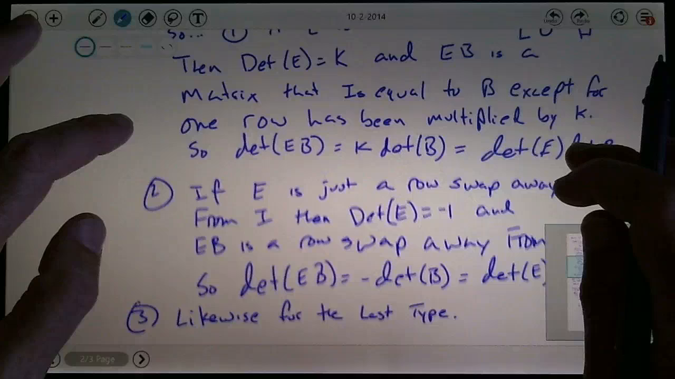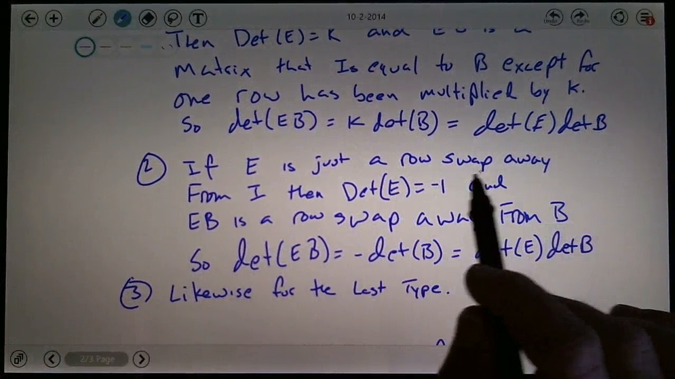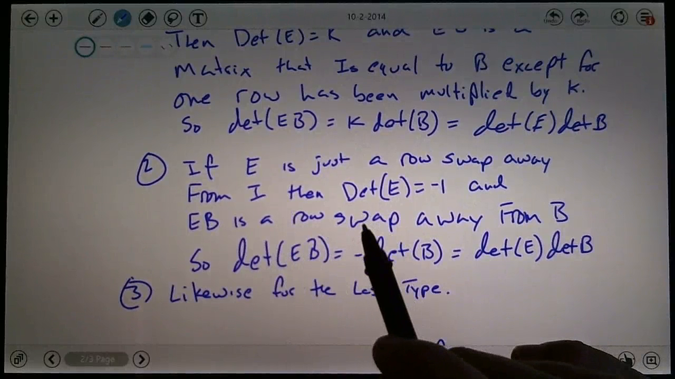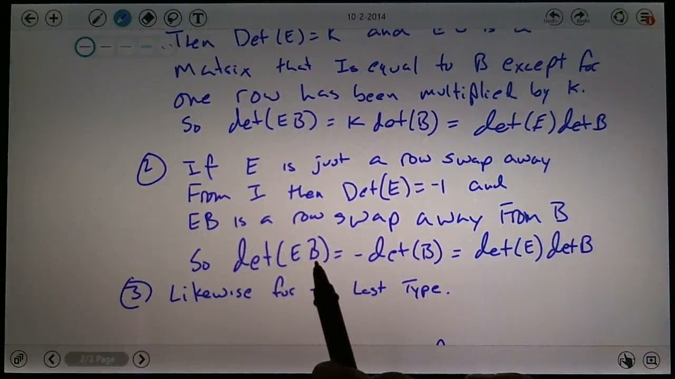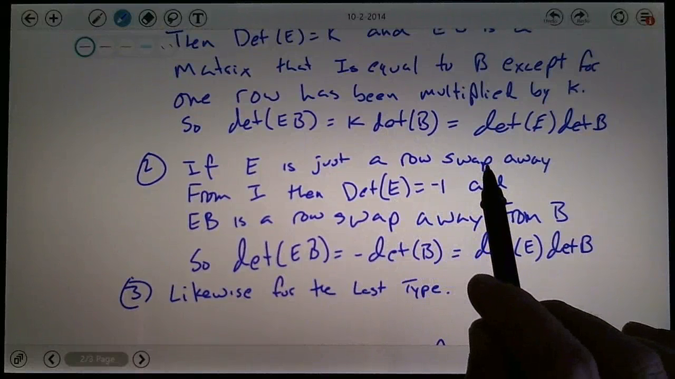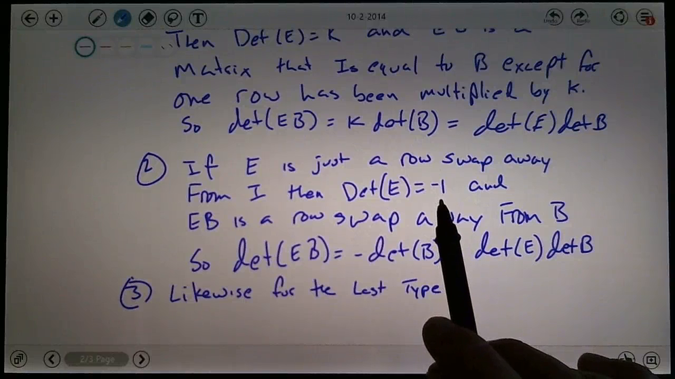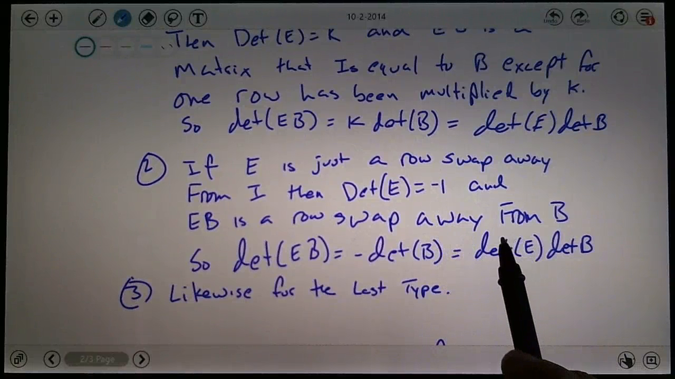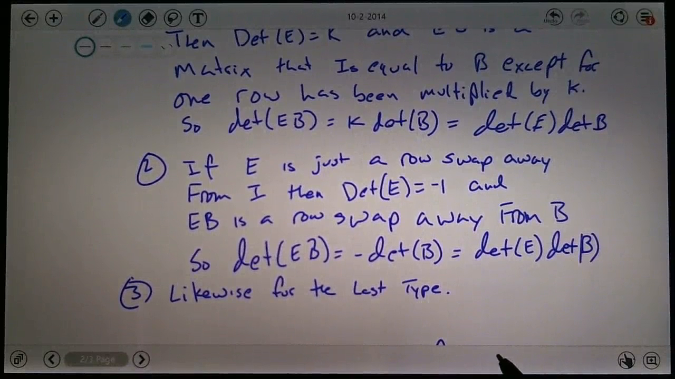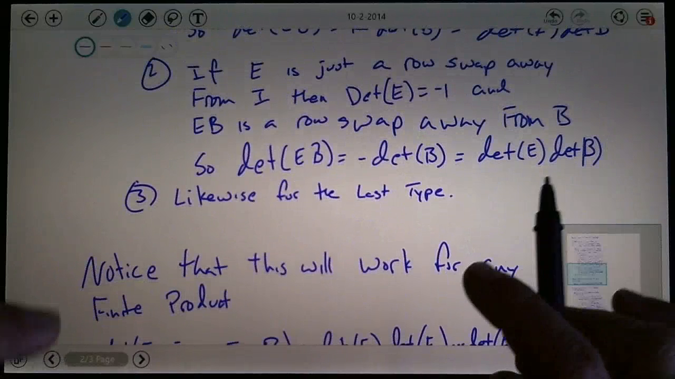Likewise, if E was just a row swap away from the identity, then multiplying E times B is going to be swapping the same two rows of B, and swapping two rows of B is going to change the determinant by multiplying by -1. So hence the determinant of E times B is minus the determinant of B, but E was just a row swap away from the identity, so its determinant is equal to -1, and the determinant of E times B is -1 times the determinant of B, which is exactly this, det E times det B. Okay. And then for the last type, I didn't even write it down here, but it's the same idea.